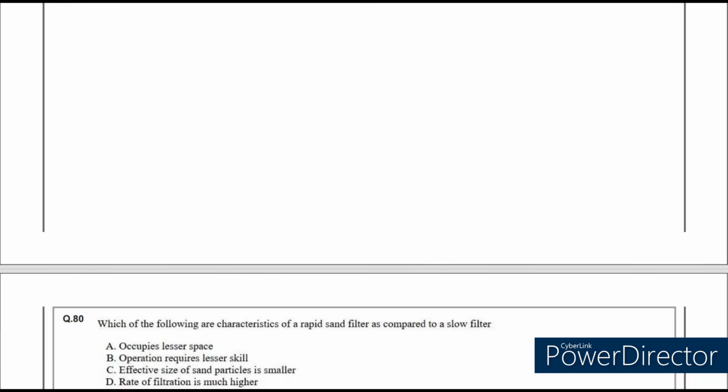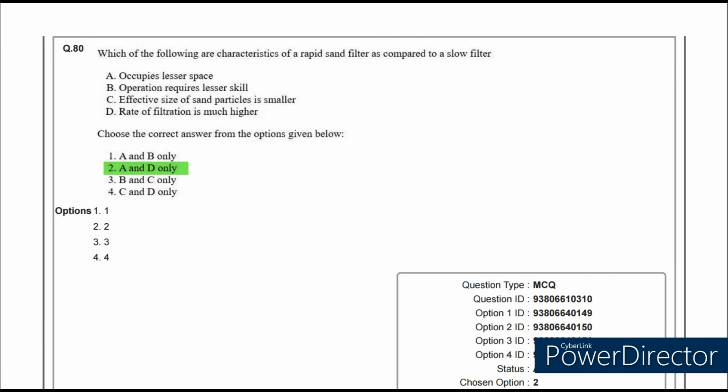And now coming to question number 80, that is on rapid sand filters. In this case, option A and D are correct. That is, they occupy less space and have the highest filtration rate compared to that of slow sand filters.